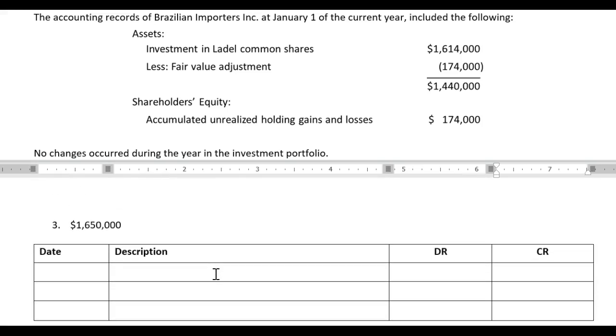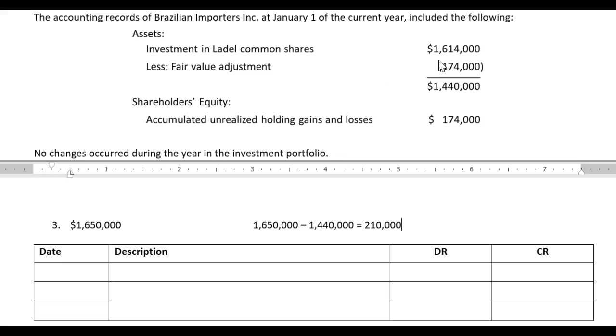And what happens if it was 1,650,000? Now, again, the point of these three, I know they're very similar, but we always base it off of what we had carried at the end of the last period or what's sitting in our books. Right now, we didn't reverse out this 174, so we're still carrying this at 1,440,000. So we're going to take our new fair value, 1,650,000. We're going to subtract what we are carrying this at, 1,440,000, and that's going to give us a change of 210,000. So granted, I know from the purchase price we haven't gained 210, but from the last time we adjusted, we have a change in that value of 210,000.